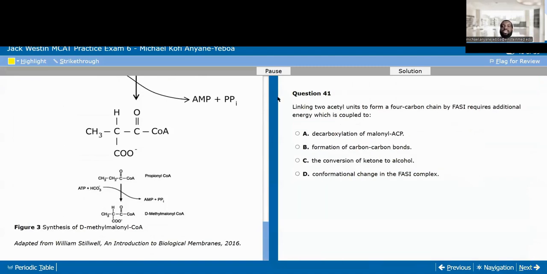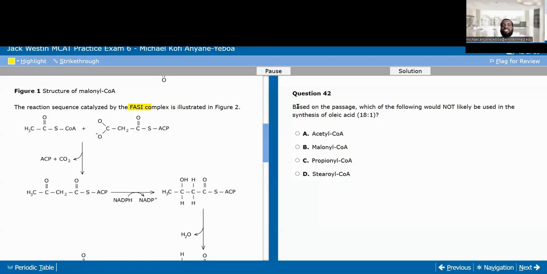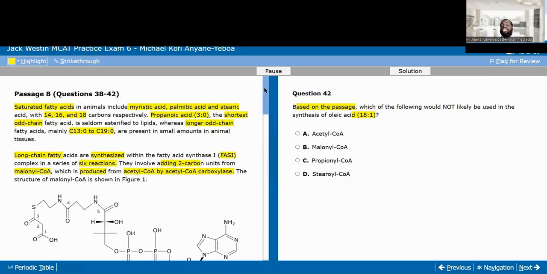All right, let's do 41. Linking two acetyl units to form a 4-carbon chain. Based on the passage, which of the following would not likely be used in the synthesis of a fatty acid with 18 carbons and 1 branch somewhere? 18 means it's even, right? So that means anything that is only used in odd chain has to be out. 18 for me shows that it's an even chain fatty acid.